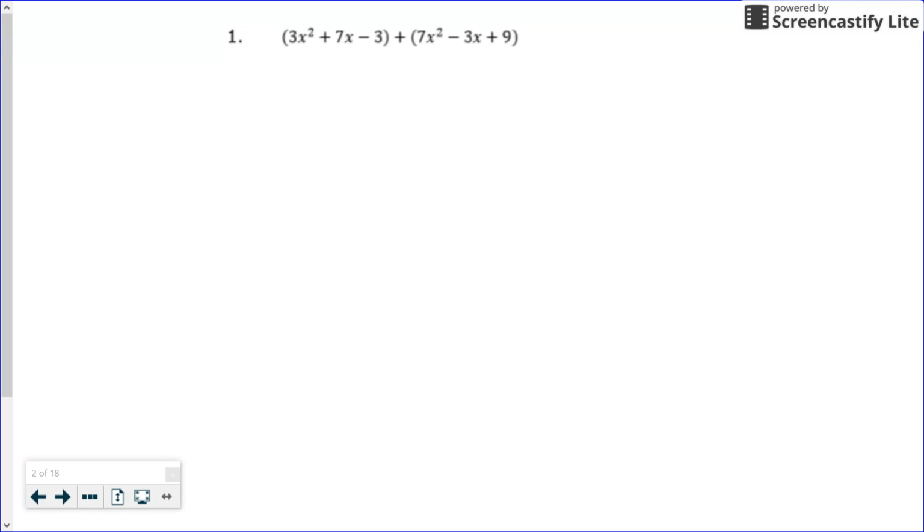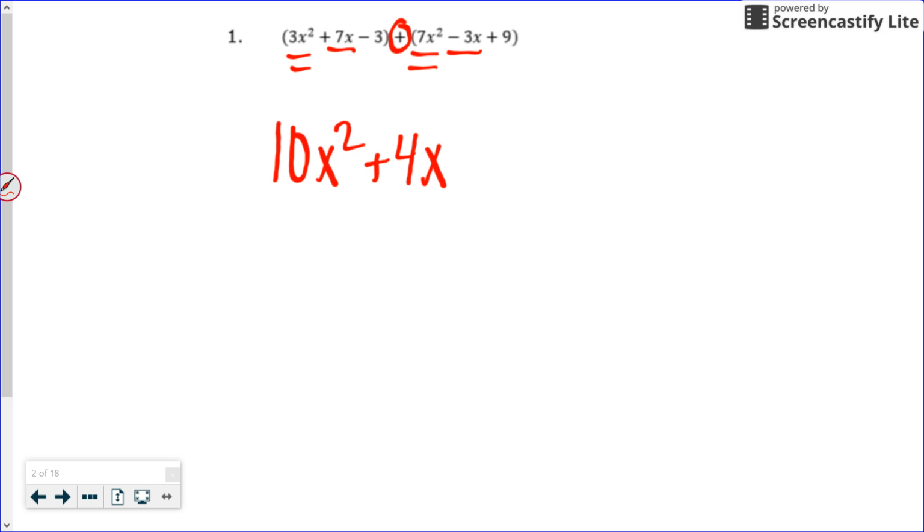All right, so for number one, our operation is adding. We're going to add like terms. So I've got 3x squared plus 7x squared. That would be 10x squared. And then I've got 7x minus 3x. 7 minus 3 would be 4x. And then minus 3 plus 9, negative 3 plus 9 would be plus 6.